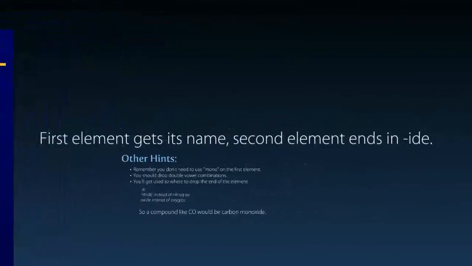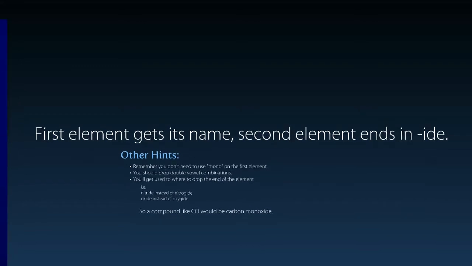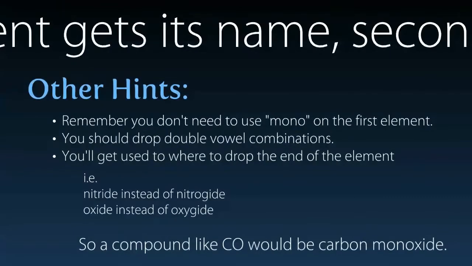Then the rule is pretty easy. The first element gets its name. These are binary compounds that we're dealing with. And then the second element is going to end in an IDE ending. Other things we can remember is that we don't have to use the prefix mono on the first element. And if we have a double vowel combination, it's okay to go ahead and drop one vowel. We don't need to say monooxide, we can just say monoxide.